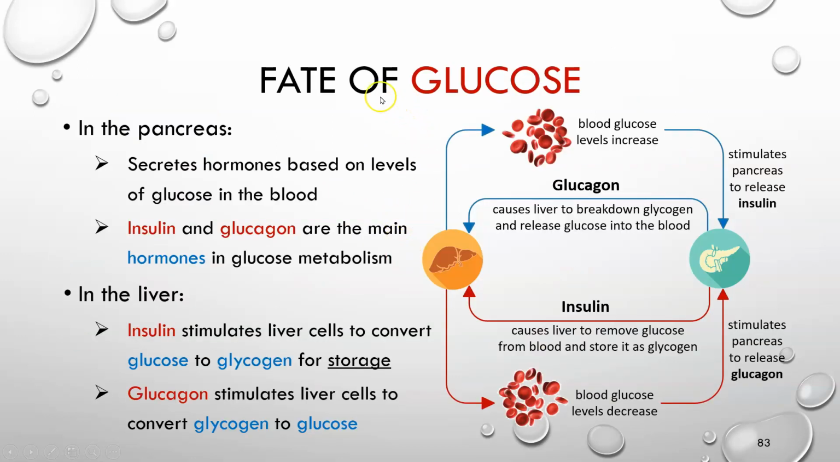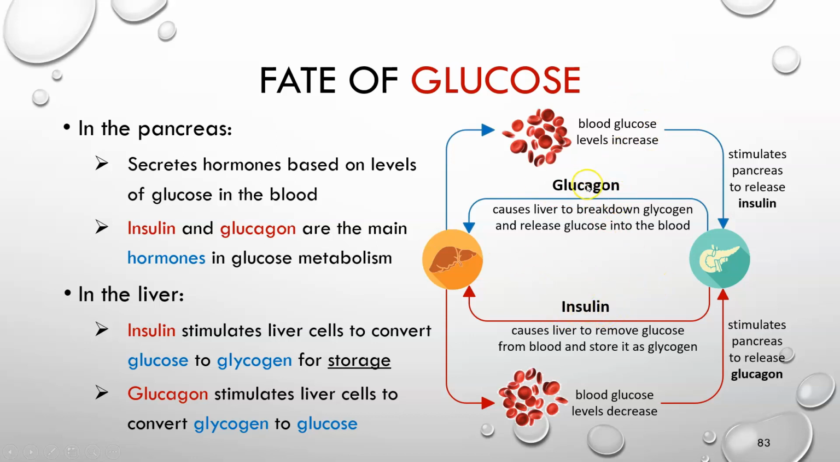Okay, so this one we have learned before. We have learned about glucose, right? The fate of glucose and the two hormones that control the amount of glucose in our blood. These two hormones are glucagon and insulin. Okay, so remember, which one helps to release more glucose into the blood? That is glucagon. And which one helps to store glucose? That is insulin.